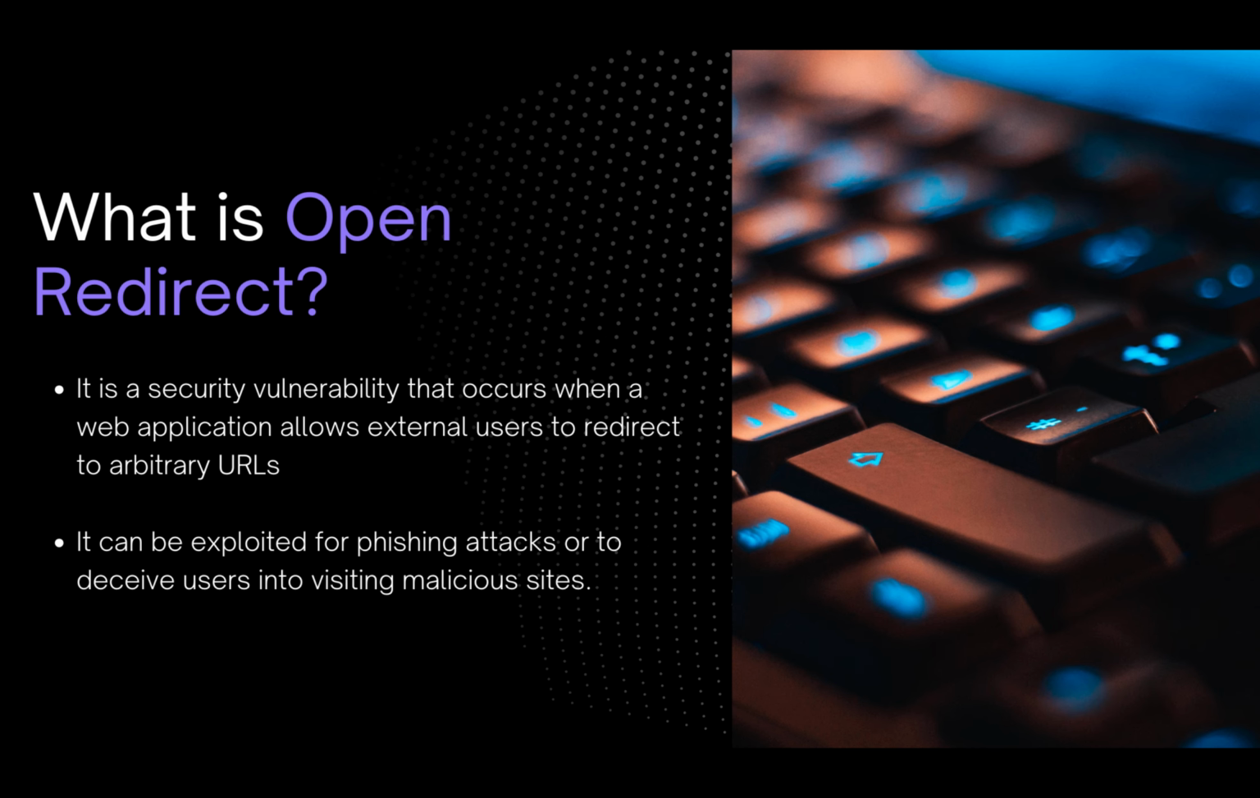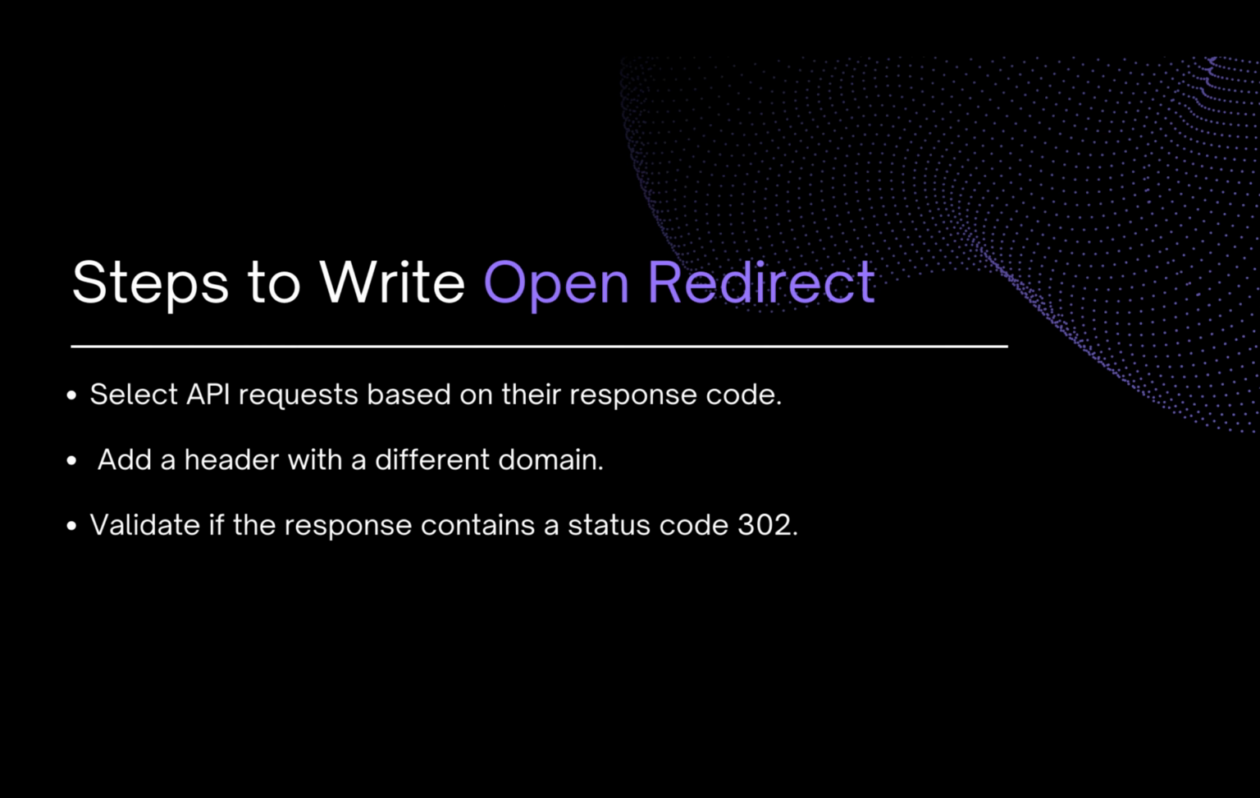There are 3 steps to write an open redirect test. The first is that we will select API requests based on their response code, and then we will add a header with a different domain, and then we will validate if the response code contains the value 302.